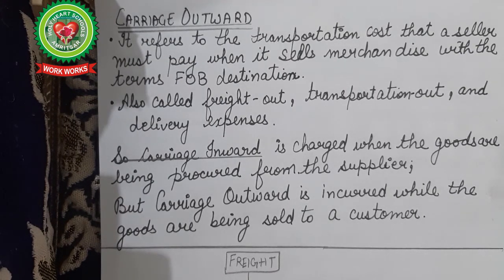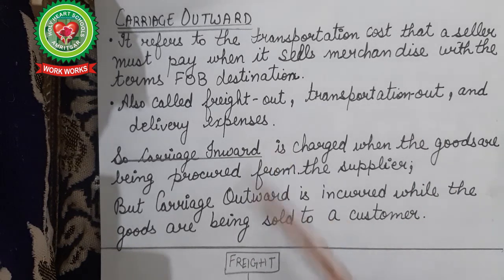So another term which we have to discuss is carriage outward. It refers to the transportation cost that a seller must pay when it sells merchandise with the terms free on board destination. Carriage inward was, I am purchasing goods and all the expenses, the freight and transportation charges which I have to pay, that is called carriage inward. Now for carriage outward, what do I have to say? That is, I am selling goods, and for selling those goods I have to incur certain transportation expenses, and that is called carriage outward. It is also called freight out, transportation out, delivery expenses. In India, you know what is carriage inward and outward?